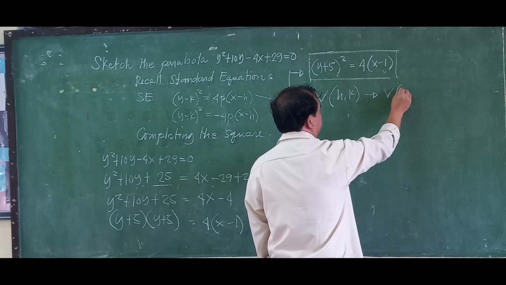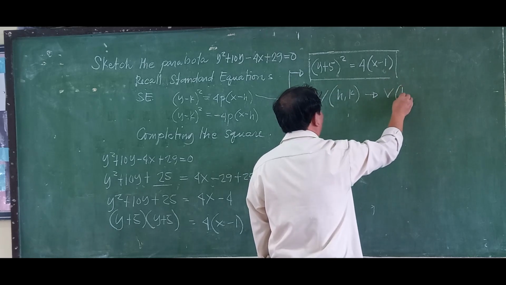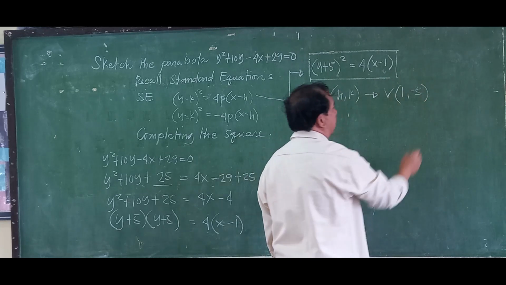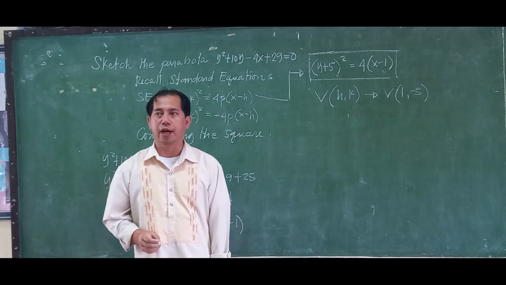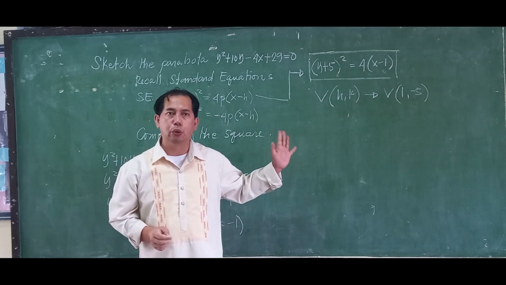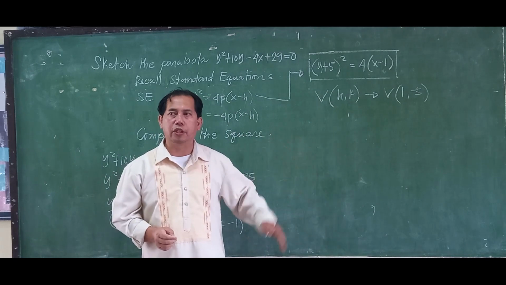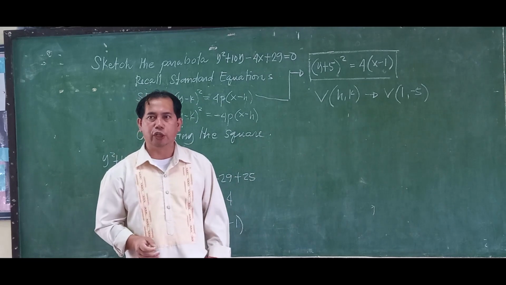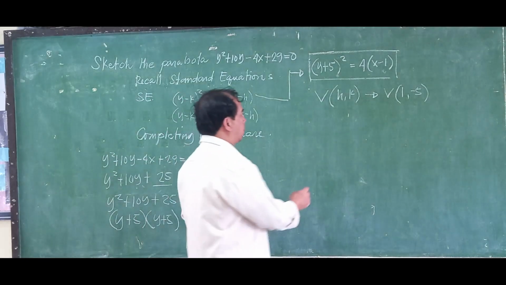1 and negative 5. So that is the vertex. Can we have the focus? No. You cannot have immediately the focus. Why? You need to compute for the value of P. What is the value of P?